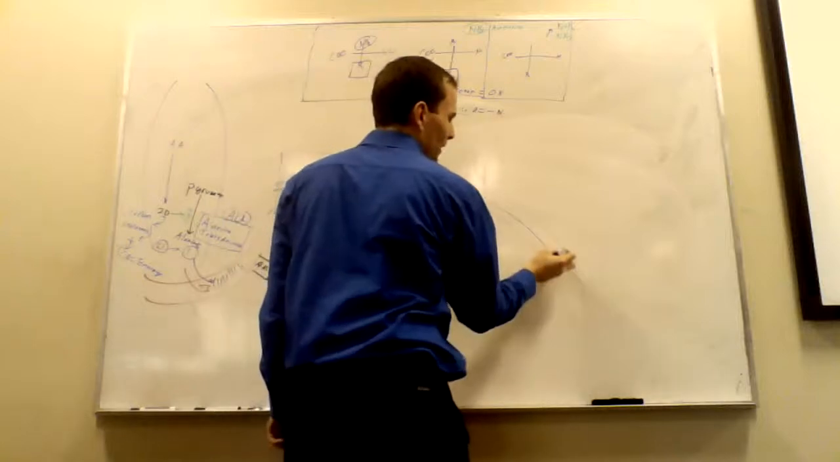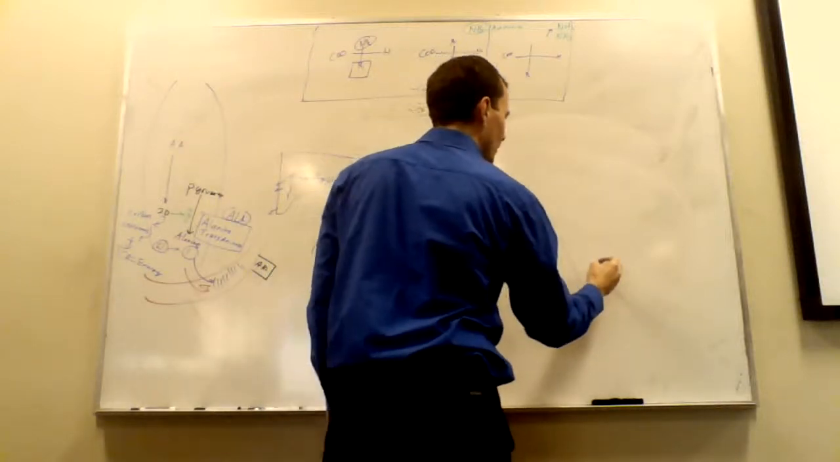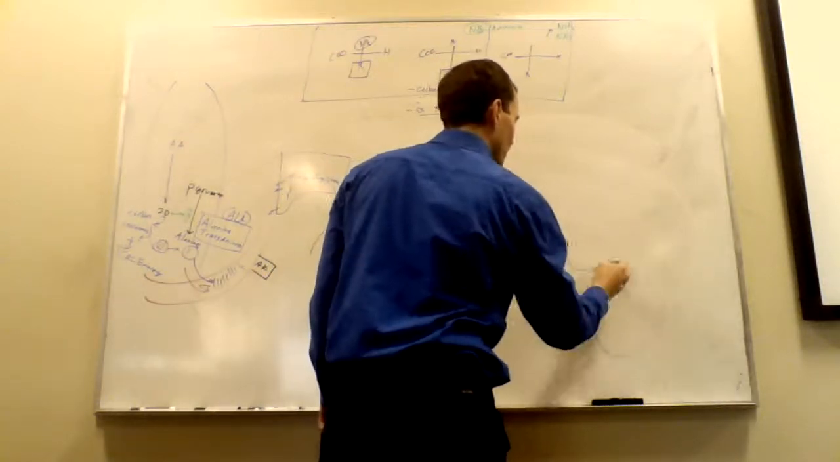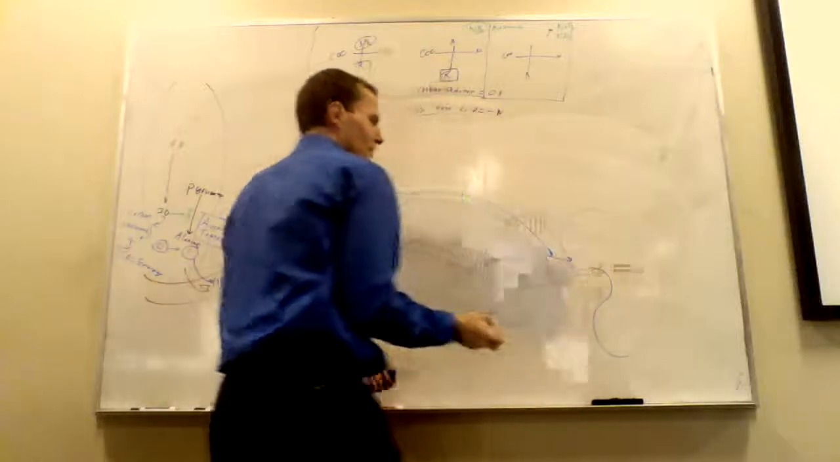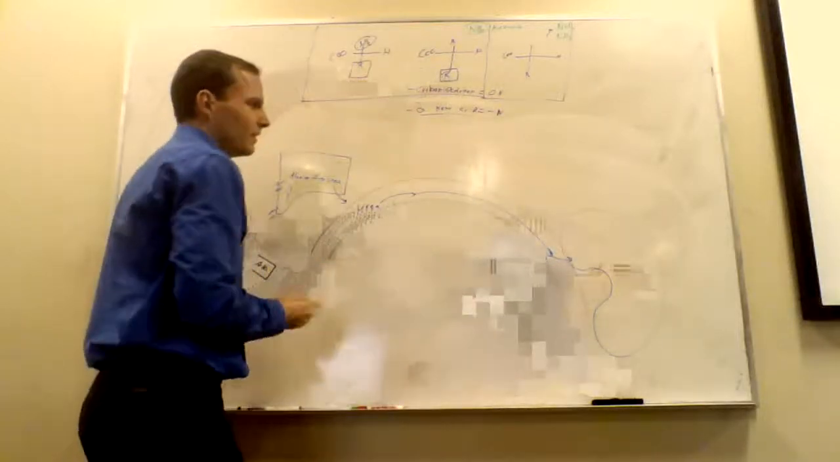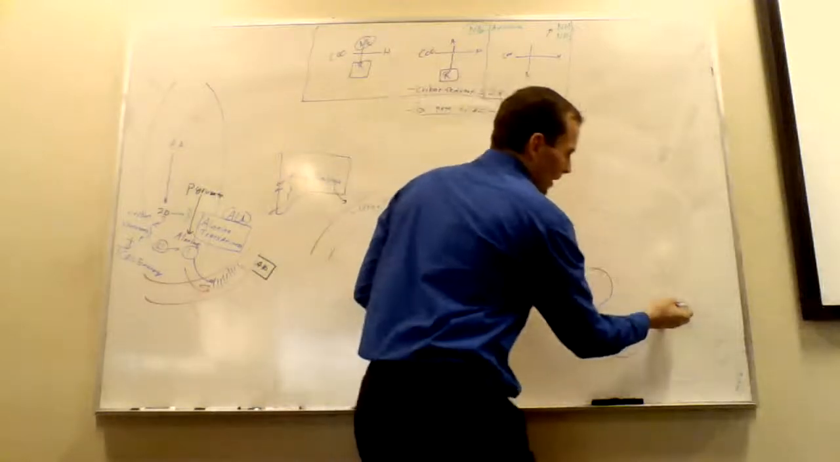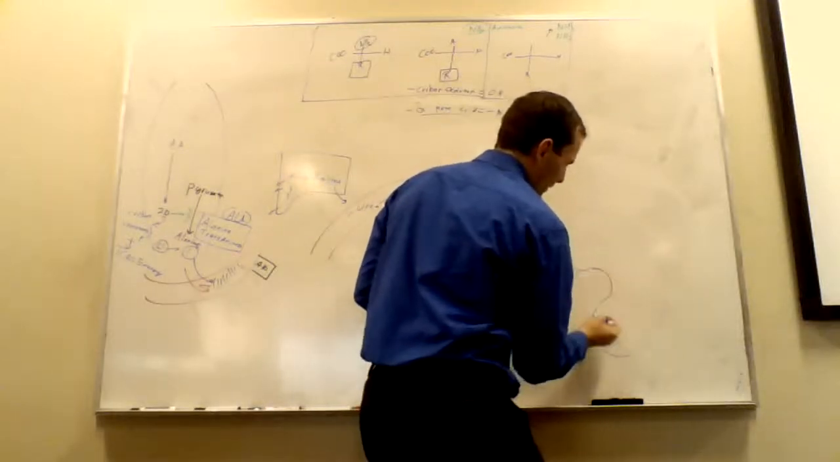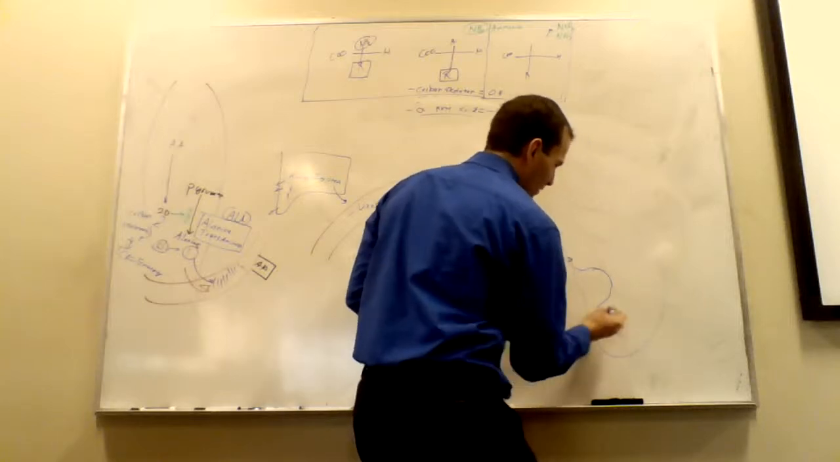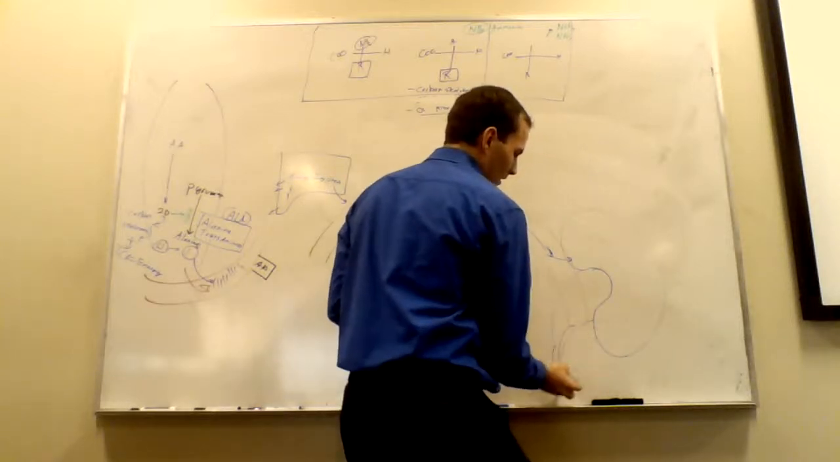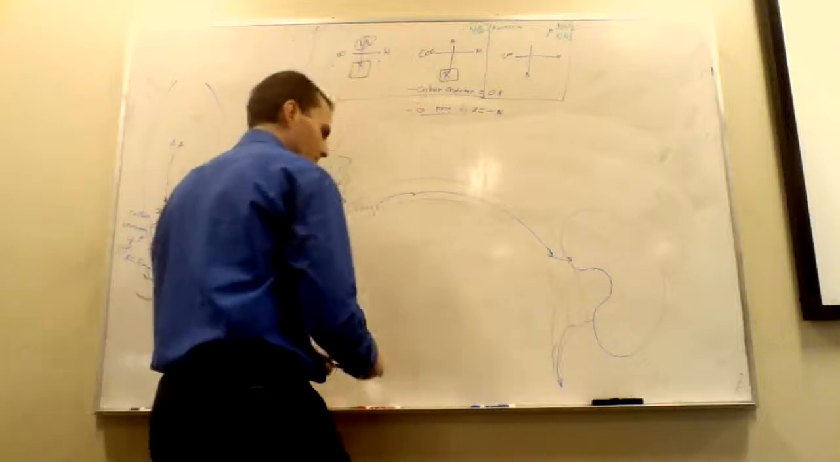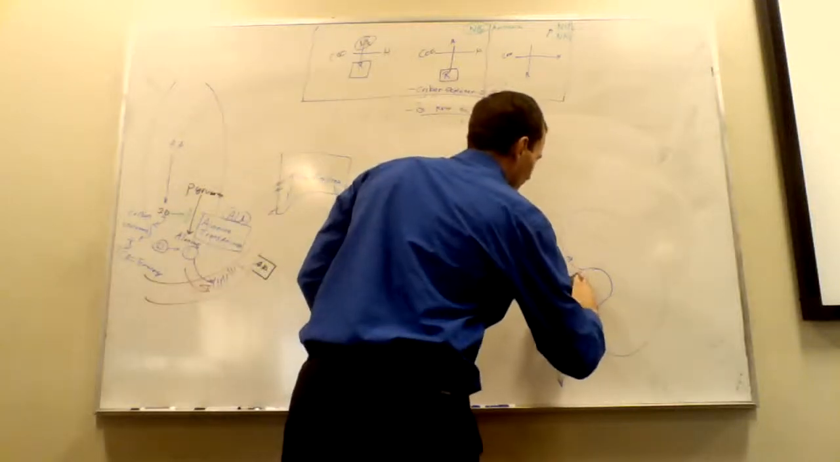So urea travels through the blood to the kidney, and the kidney will filter it out, and renal pelvis goes down the ureter, and eventually becomes urine instead of just urea.